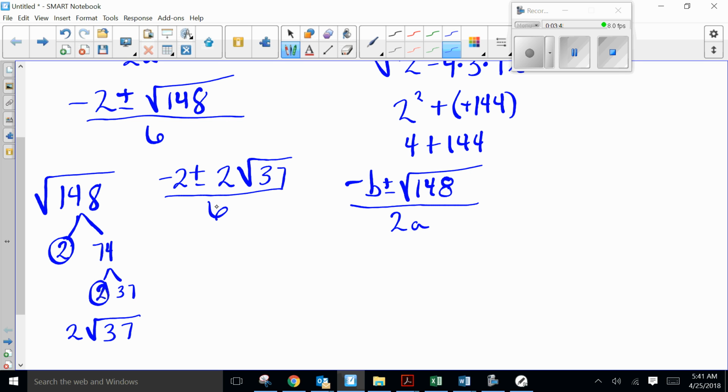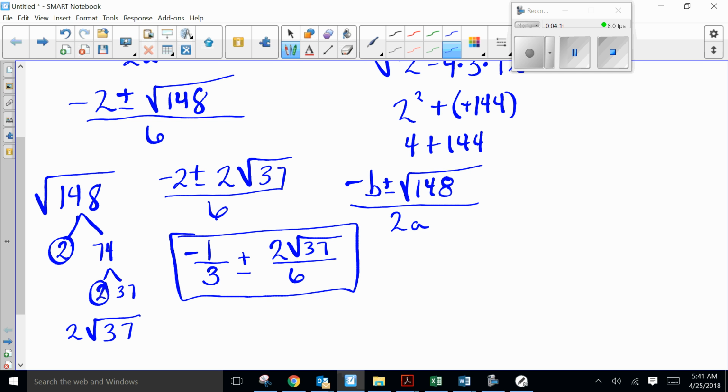Okay, and I'm not really sure, this one's a little complicated. I'm not really sure if I go ahead and divide this negative 2 and 6 and make it negative 1/3. I think I do. I think I need to have negative 1/3 plus or minus 2 square root of 37 all over 6. So this would be our final answer for this question. But that one's a little bit more complicated than what you will see most of the time.